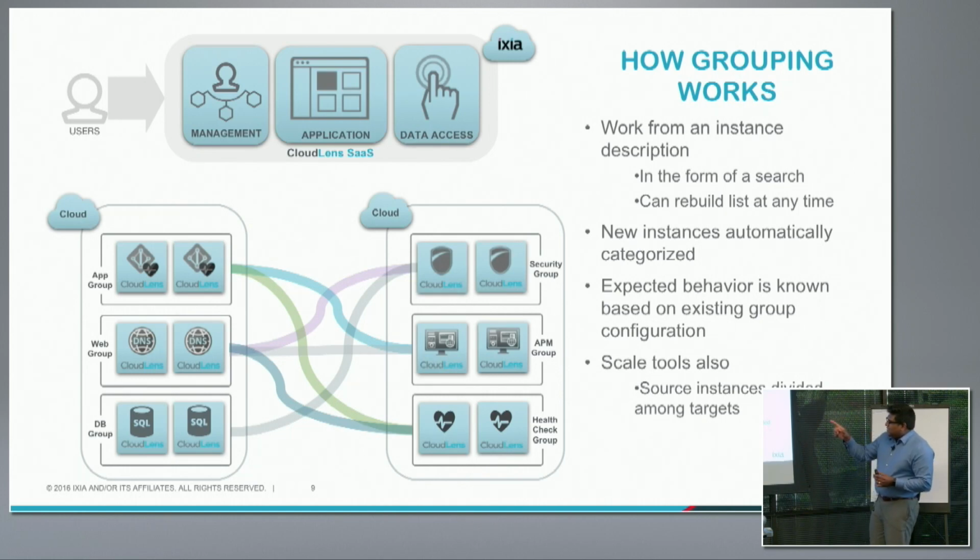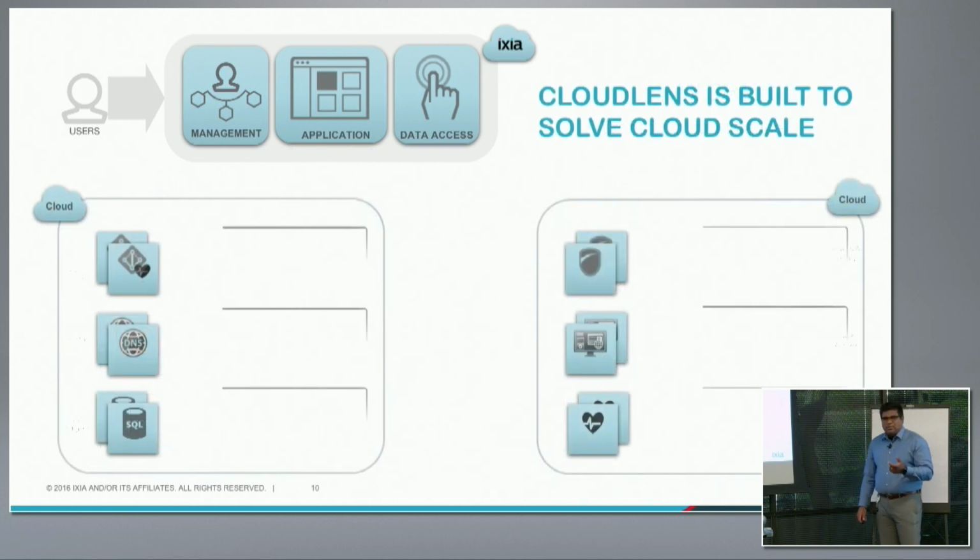Now, I can send information from one source group to multiple tool groups, or from multiple source groups to multiple tool groups. It's like a many-to-many relationship. It's what we support. The advantage of embedding our solution within the instances is that it gives us the flexibility to scale.